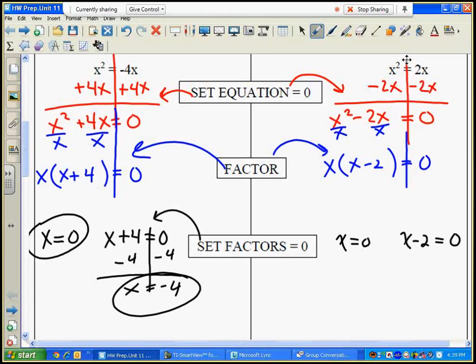So the first one, x is equal to 0. There's one of our solutions. The second one, we just add the 2 away, and we get x equal to 2.